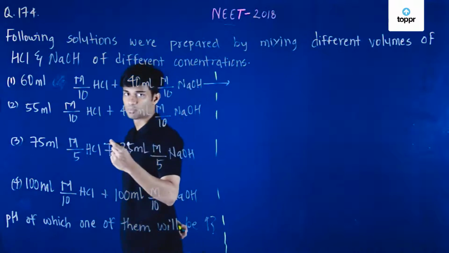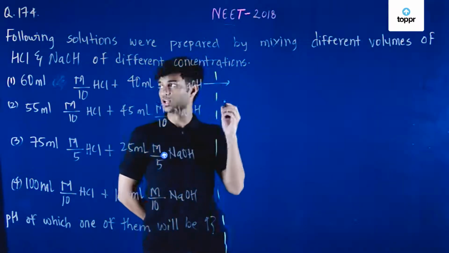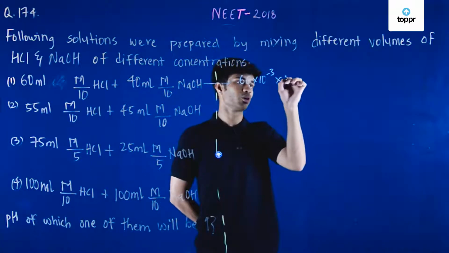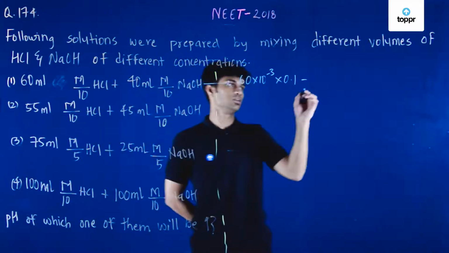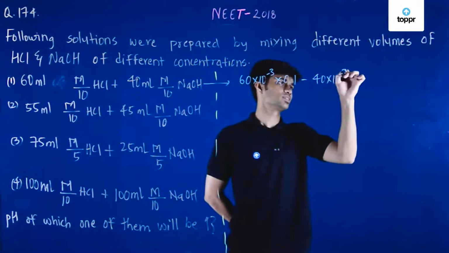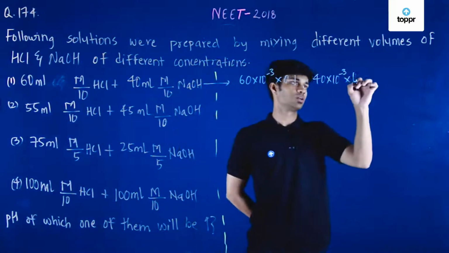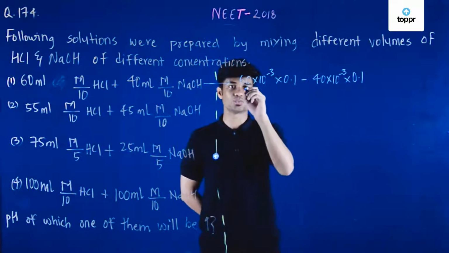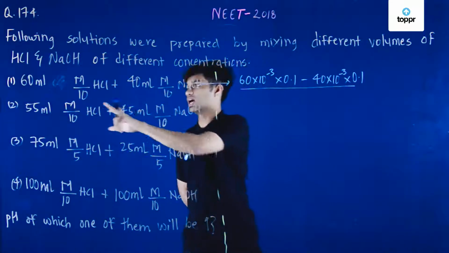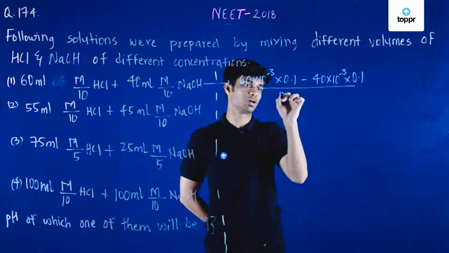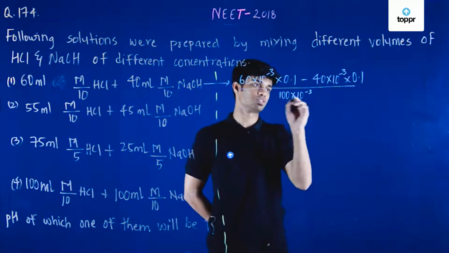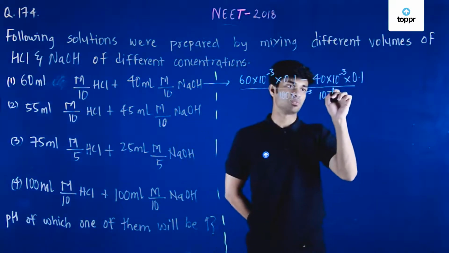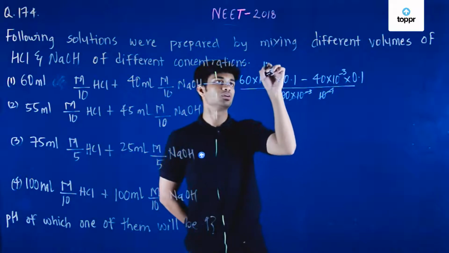So the effective number of H+ ions that I have in my solution will be 60 into 10 power minus 3, because it is in ml, into 0.1, minus 40 into 10 power minus 3 into 0.1, which is the concentration of NaOH, and this will be the number of moles of my H+. To talk about concentration, the total volume is 100 ml, so 100 into 10 power minus 3. So this is basically 10 power minus 1. If I cancel it out from these two, I'll get 10 power minus 2 over here.